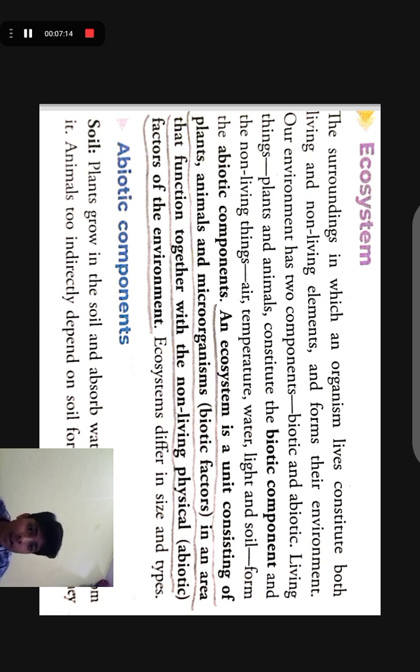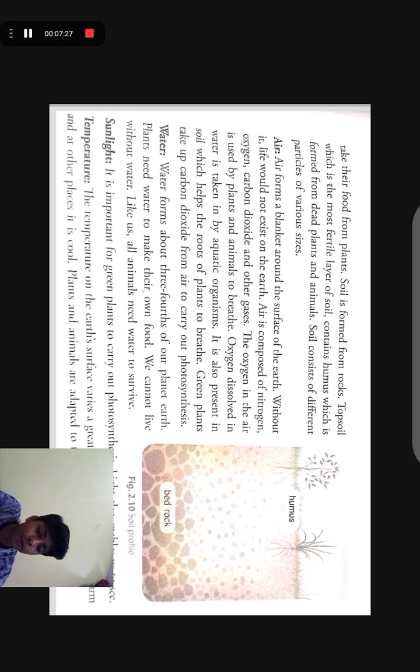Let's come to abiotic components. Soil. Plants grow in the soil and absorb water and minerals from it. Animals too indirectly depend on soil for their survival as they take their food from plants. Soil is formed from rocks. Topsoil, which is the most fertile layer of the soil, contains humus, which is formed from dead plants and animals. Soil consists of different particles of various sizes.